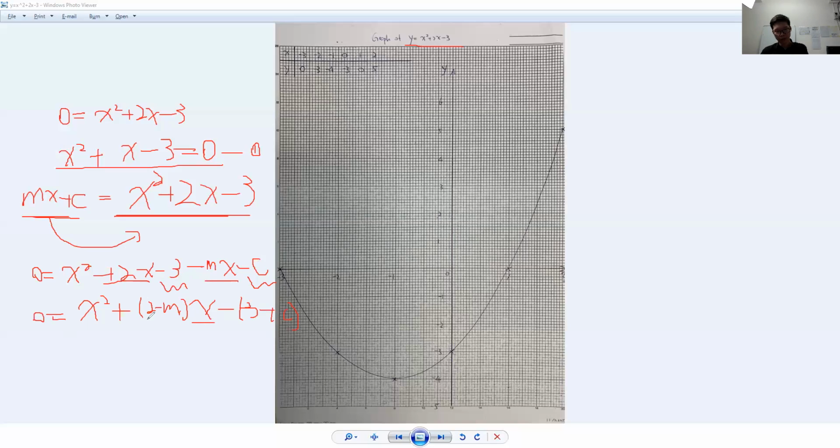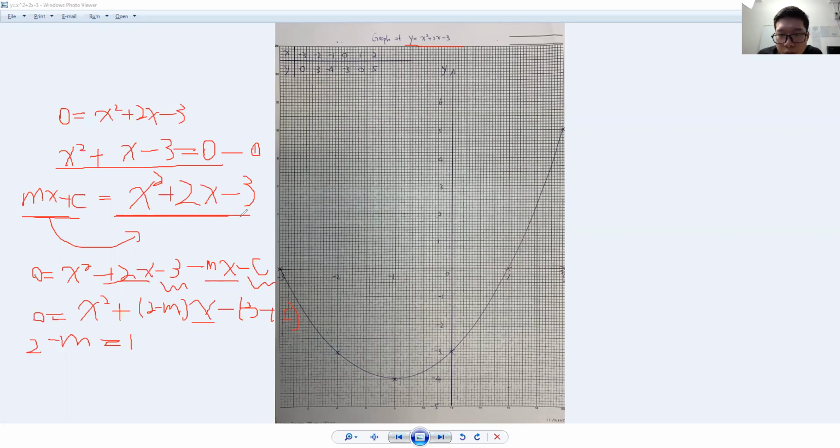Okay? So after getting this form, we are going to do a comparison. Compare with which one? Compare with the first equation. We must have the coefficient for each term to be the same. So for x², do they share the same coefficient? Yes. For the second term, x, they must have the same coefficient. It means 2 - m = 1.